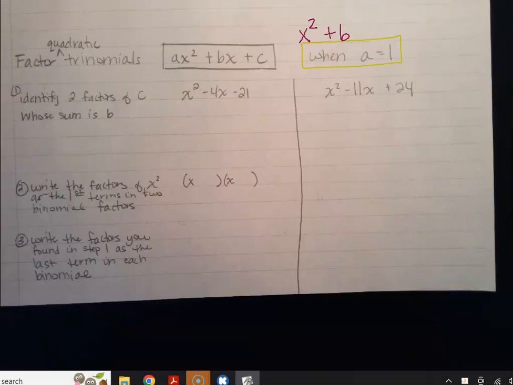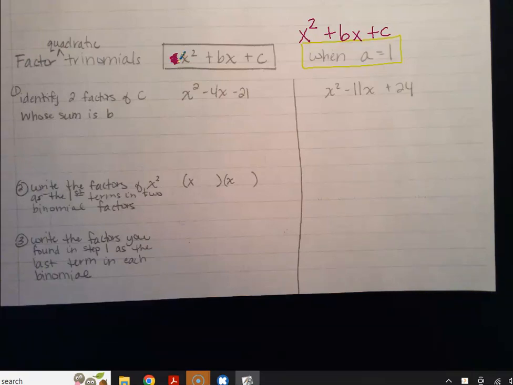I'm just saying, we're looking at this equation when a is equal to 1. So really, there's no a even there. You're given the equation, and it's going to say x squared plus whatever. Other times it is going to say 4x squared or 2x squared or 9x squared. So there are different strategies when a is 1 versus when a is a different number, whether it's a fraction or a whole number.